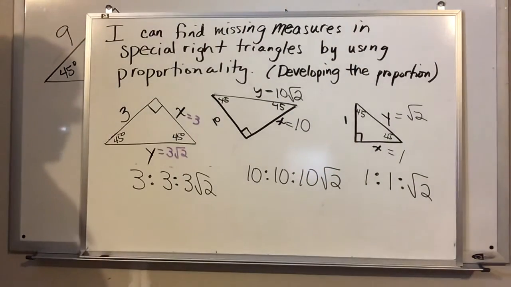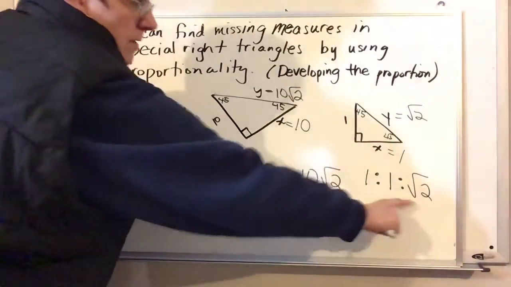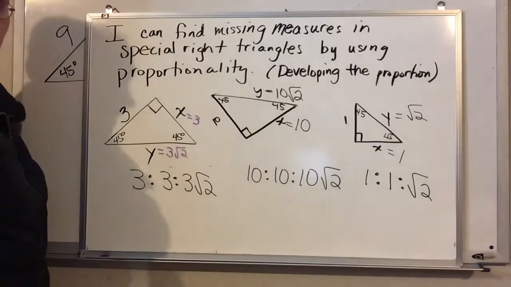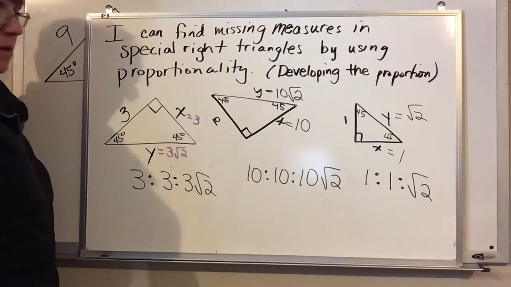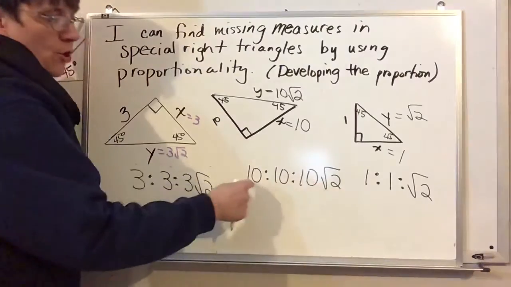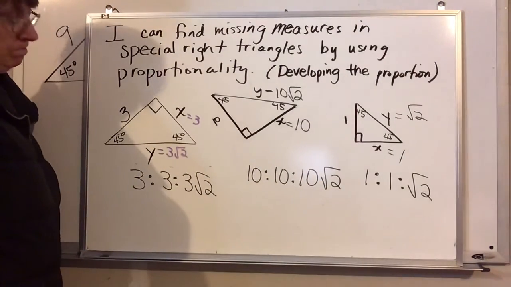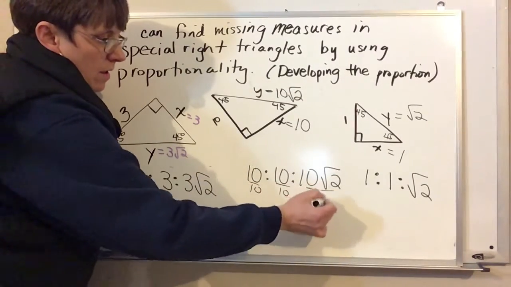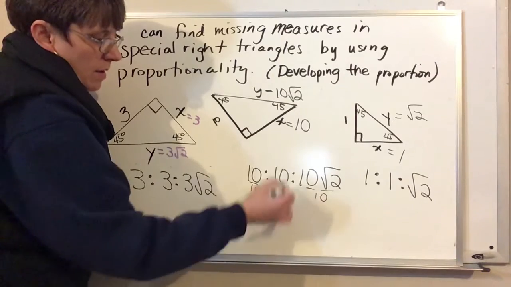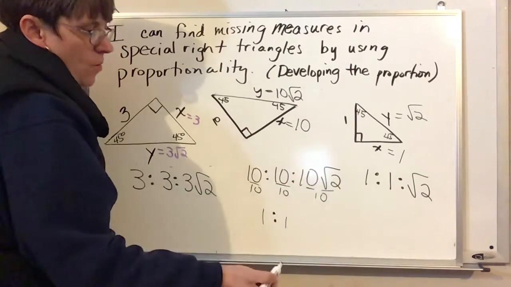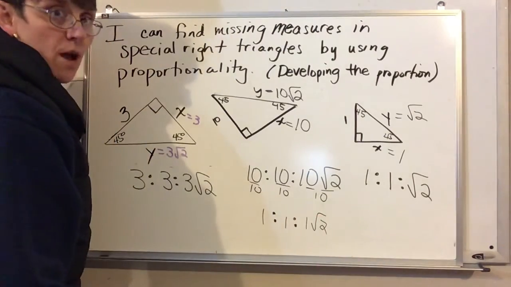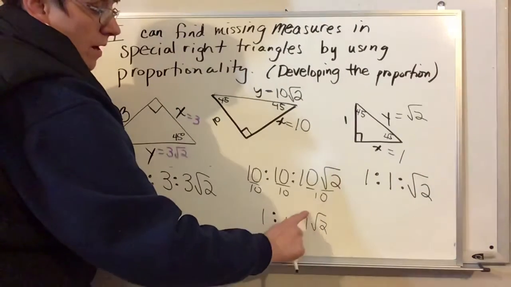What we would want is one ratio that works for all of these. Now, you can see this one is in lowest terms. The leg lengths are 1 and 1. I can't get any smaller than that. Let's go to this one. Is there a way that I can decrease all of these measures by the same multiple? Looks like 10. If I divide all of these by 10, 10 over 10 is 1. 10 over 10 is 1. 10 times the square root of 2 divided by 10 is going to be 1 times the square root of 2, or just the square root of 2, like the ratio over here.